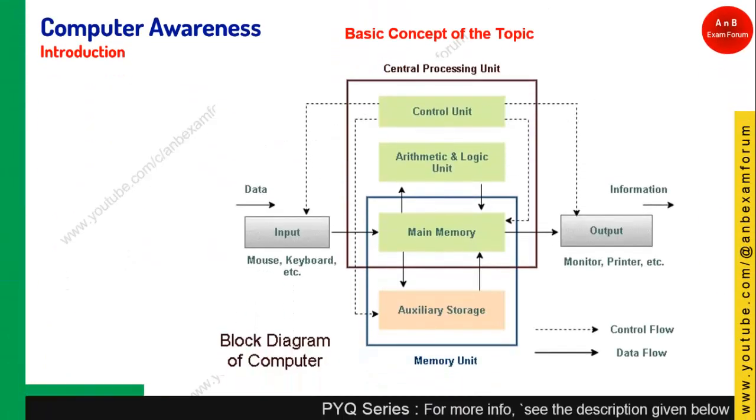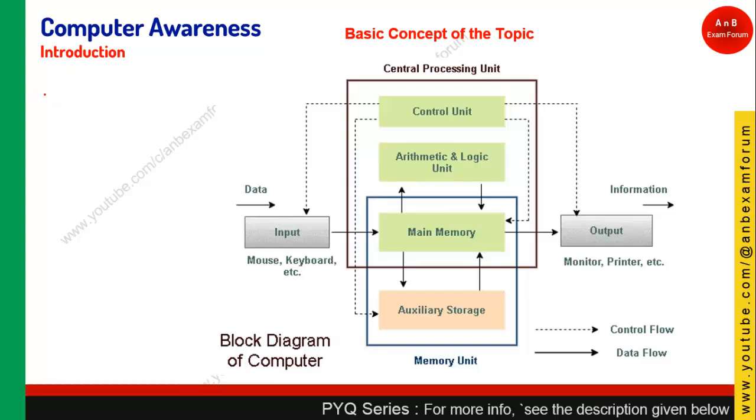Before going to the previous year questions, you should understand the basic concept of the computer. As you can see, this is a block diagram of the computer, and there are three parts in it. The first one is the input device. The second one is the central processing unit. This black box is the central processing unit, in short also known as CPU. And the third part is the output. This input output is another separate topic we are going to cover in the next session.